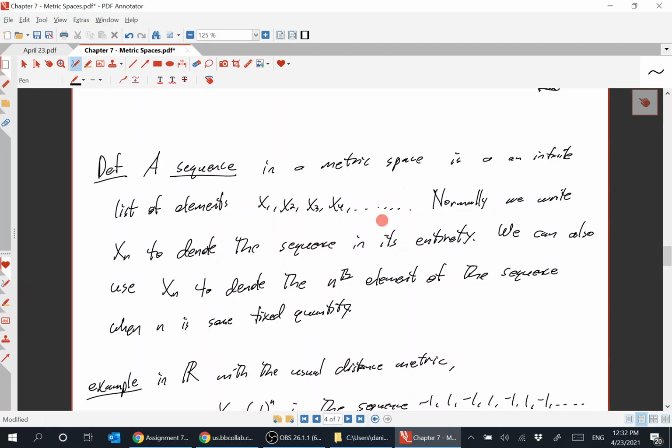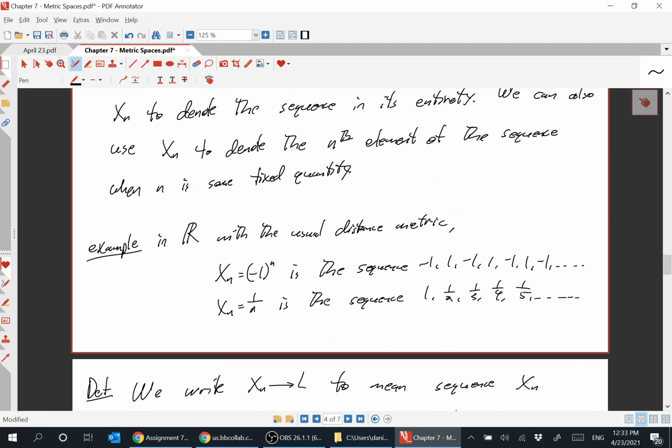Although you don't use that functional notation, you use this kind of notation. Now, normally you write x_n to denote the sequence in its entirety. But you also use x_n to denote the nth element of the sequence, and it's clear from context which is which. If you said x_n is (-1)^n, you mean this sequence here. If you said x_n is 1 over n, you mean this sequence here in the real numbers. Not that your metric space is the real numbers.